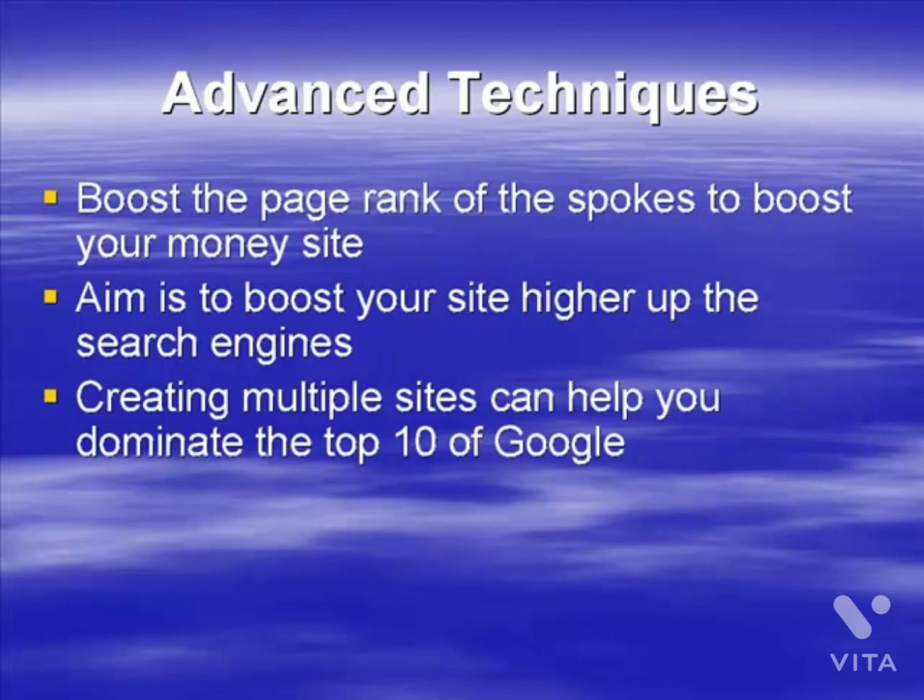Creating multiple sites, like we've talked about here, is going to help you to dominate the top 10 of Google, and that's going to give you massive results. As I said, if you got 8 out of 10 results, that's an 80% chance of getting somebody through to your site. You have 8 times more chance of getting someone to click through to your website. So it's very powerful. If you apply all this, these are the sorts of results you're going to get.